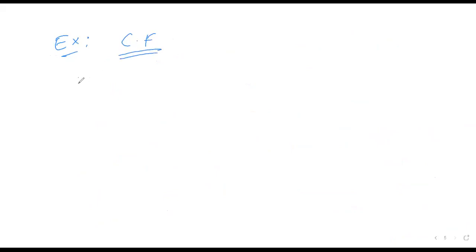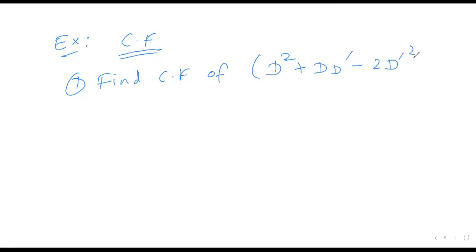Okay, first one, find the CF of this one. Before moving on, you just do this practice. D dash minus 2 D dash squared of z is equal to 0. Can you solve this and find what is the CF in terms of phi? Phi 1, phi 2. What are the m values? Just put the phi 1 value. Can you send me the answer?